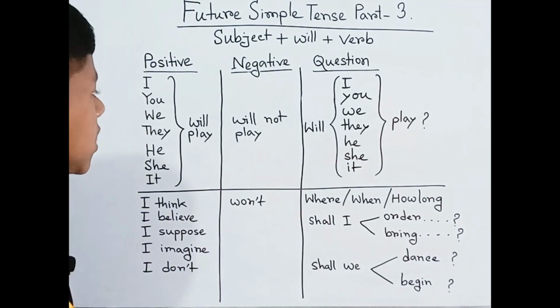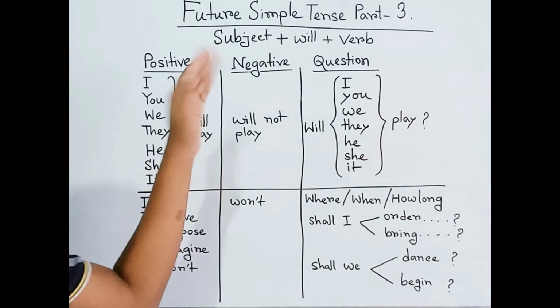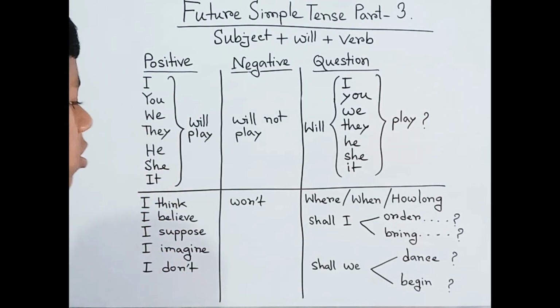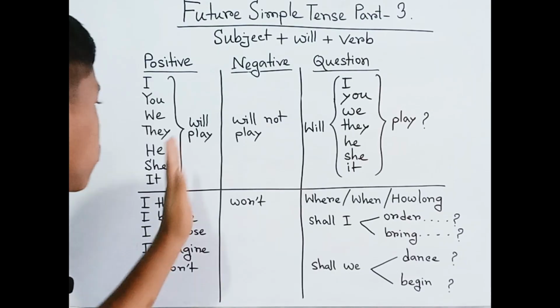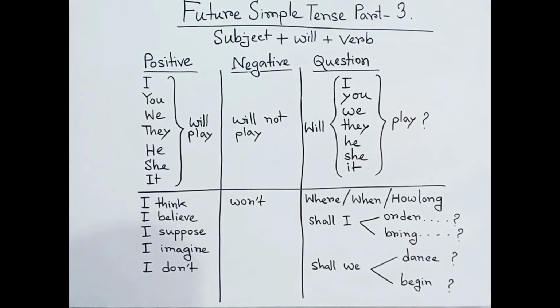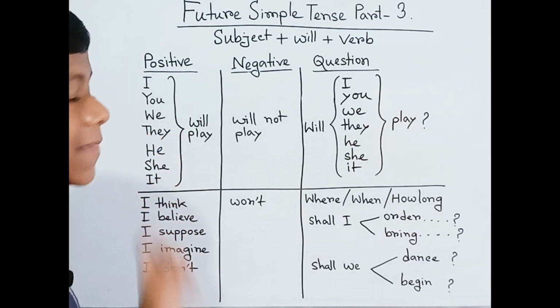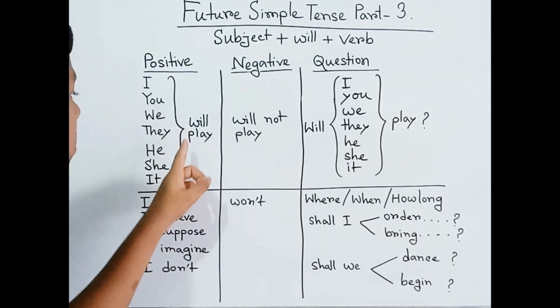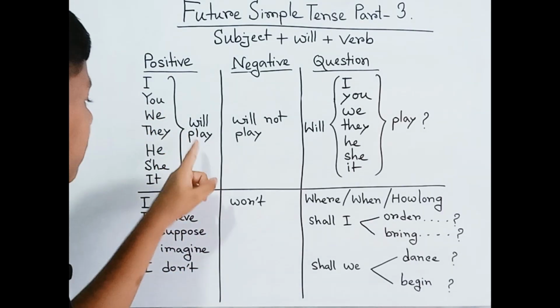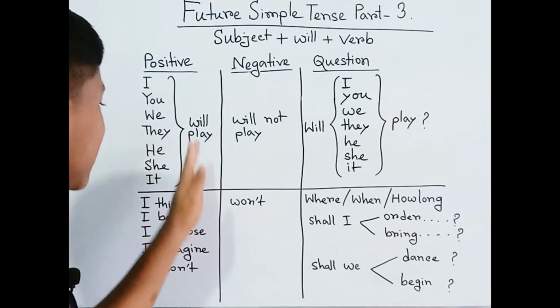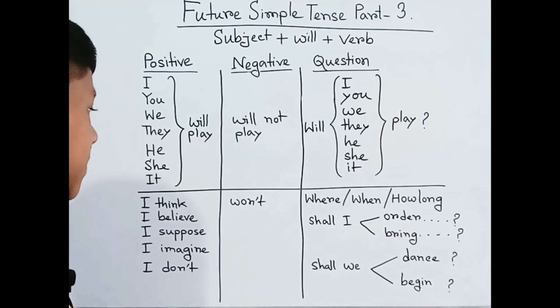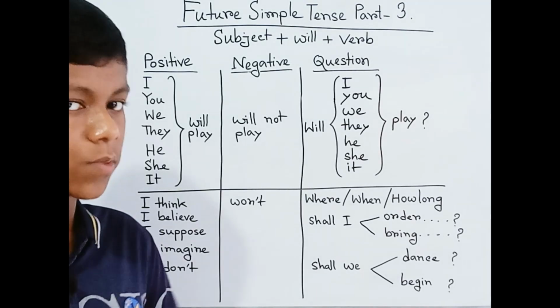Okay, so we can start from the positive. By following this structure, there won't be any change, will stays will. So we can say: I will play, you will play, we will play, they will play, he will play, she will play, it will play. You can use any kind of verb, no problem.